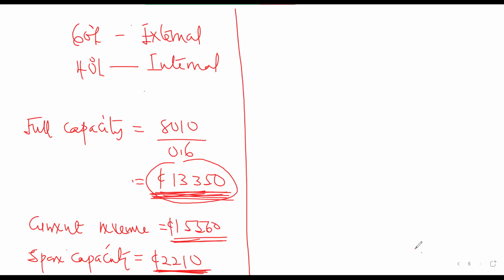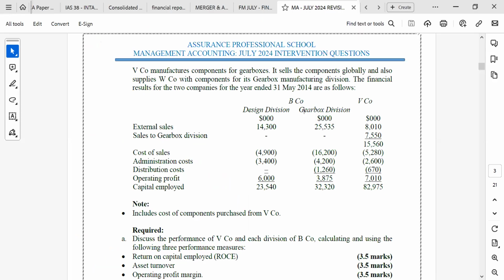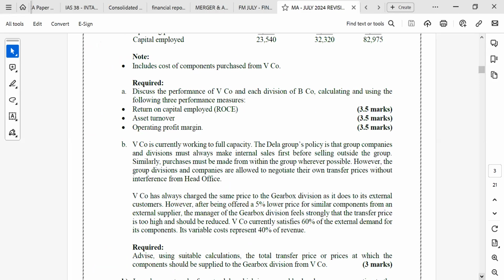If we have spare capacity, what's supposed to be the transfer price under the spare capacity? The marginal cost. It will always be the marginal cost. So our revenue is 2,210. What are they saying about the cost? The question says that each variable cost represents 40% of revenue.